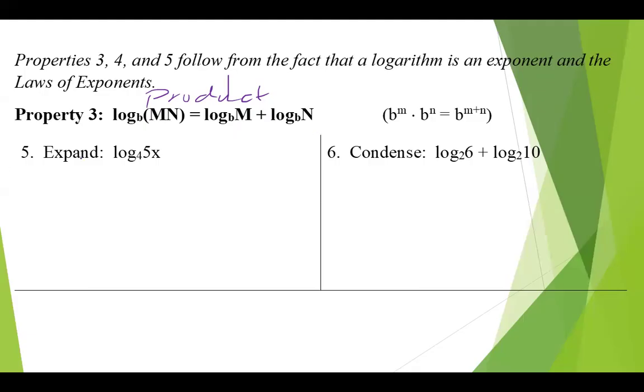So if you look here, there are two ways. You're either expanding or you are condensing. In this case, we're going to expand first. I have two factors, 5 and x. Those are two things that are being multiplied. So when I expand them, it becomes log base 4 of 5 plus log base 4 of x. And that's how you use the product of logs property.